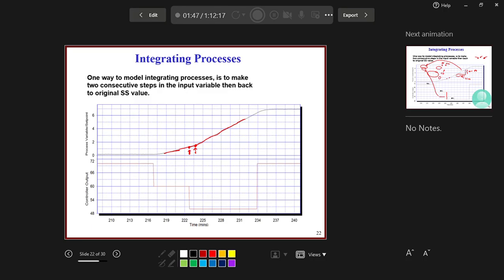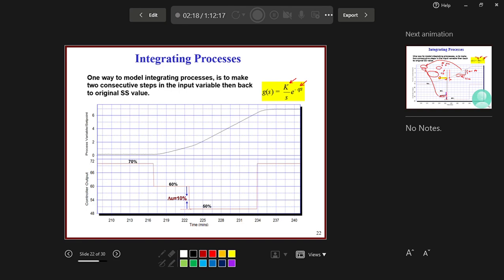So how to model the process in this case? First of all, you need to know the values of the input changes, and this is the model that you will be using. It has two parameters, the integrator gain and the dead time. So first we need to calculate the integrator gain.